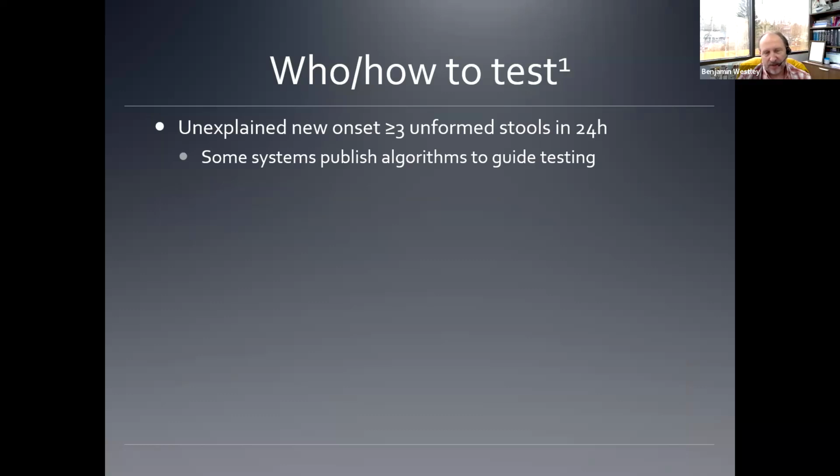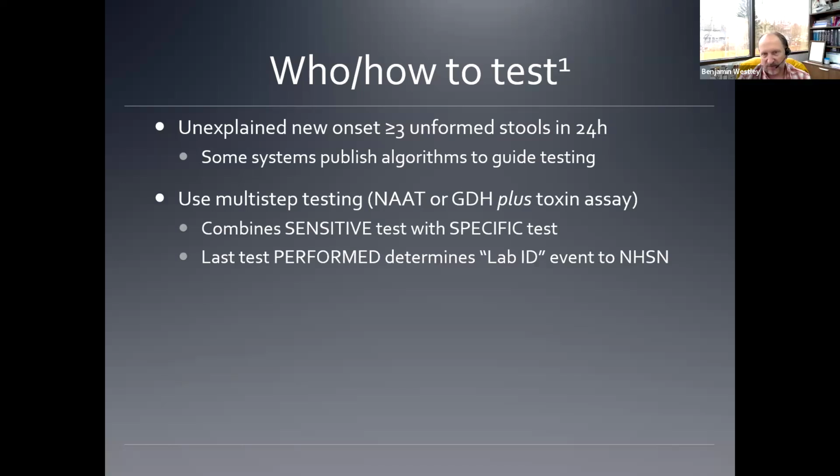So who should be tested for C. diff diarrhea? So the guidelines in 2019 said if there's unexplained 3 or more unformed stools in 24 hours, and they're pretty liberal about it. Now, some systems have published algorithms on who to test, which we'll get to in a minute. We don't want to test everybody with a warm GI tract, so we want to limit that a little bit.